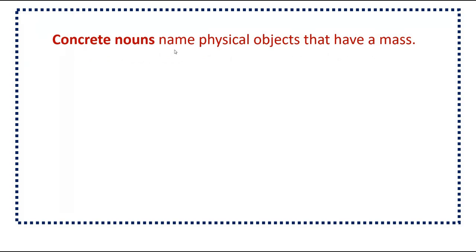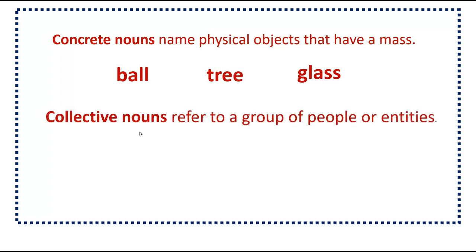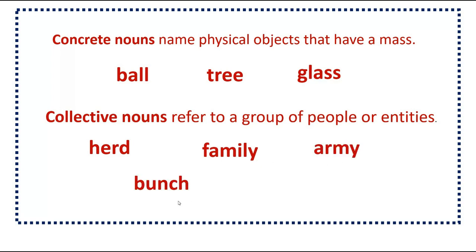Concrete nouns name physical objects that have a mass. For example, ball, tree, glass. Collective nouns refer to a group of people or entities. Example, herd, family, army, bunch, tribe.